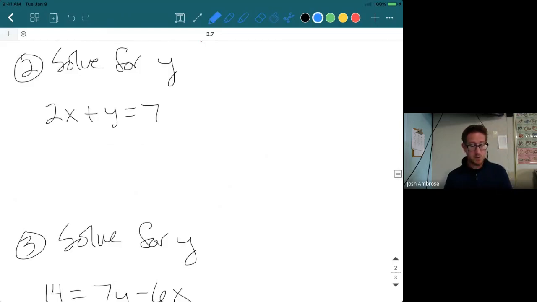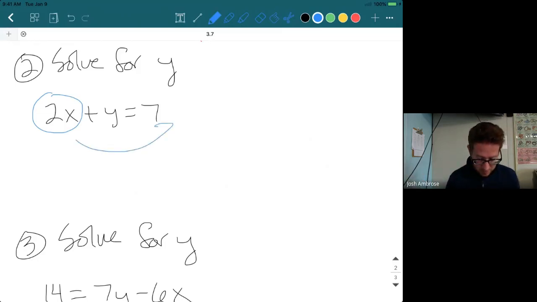So again, solving for y, 2x plus y equals 7. This one is cake. We don't have to do much at all here, guys. The 2x needs to be moved away. So let's move it over here. So now it becomes a minus 2x. Notice the y value only has a coefficient of 1. And like we've discussed in past Zoom calls, when they have a coefficient of 1, they never write the 1. So it's just the y.